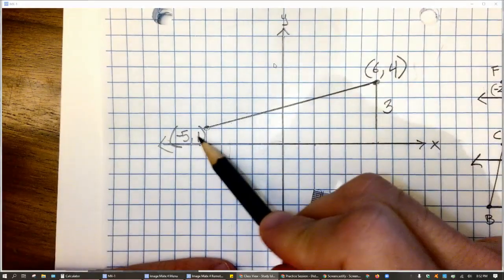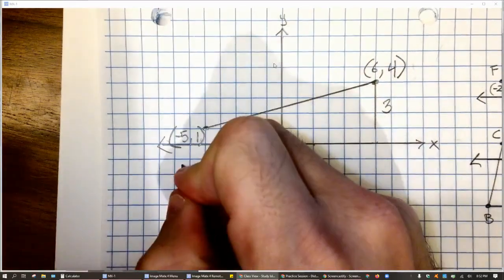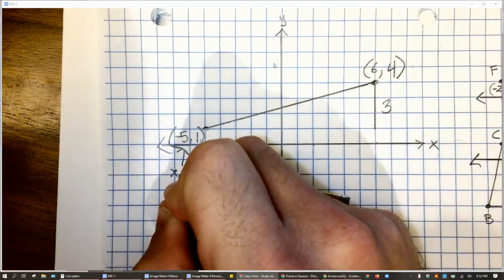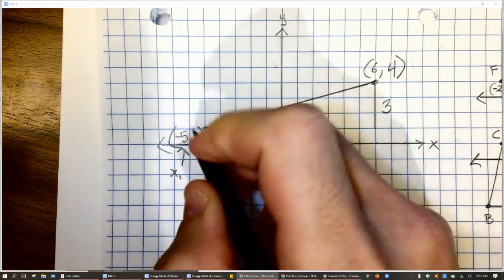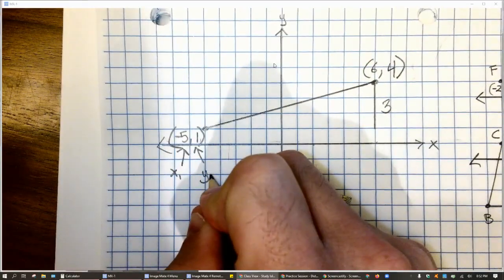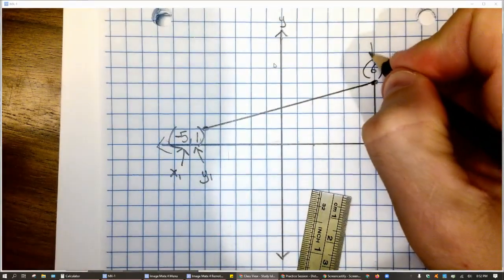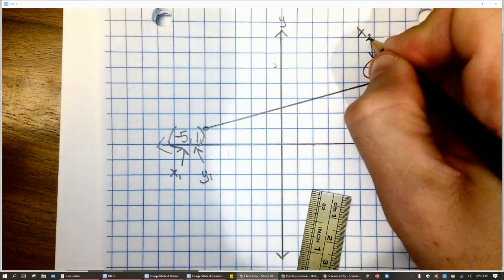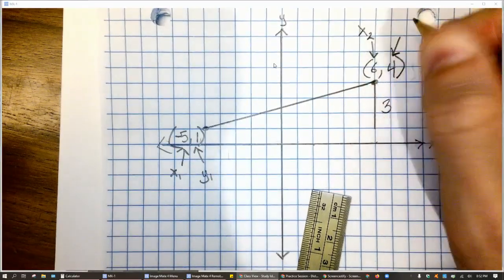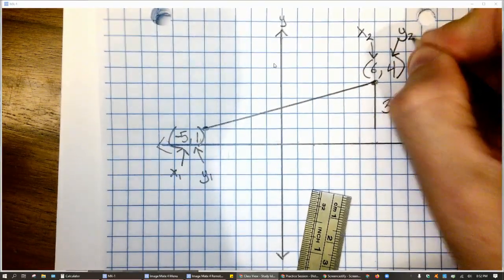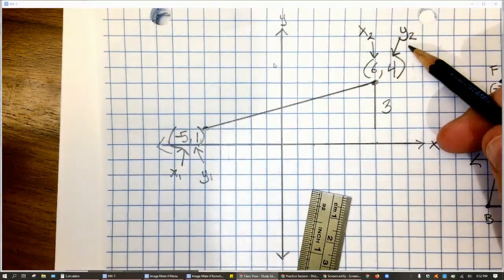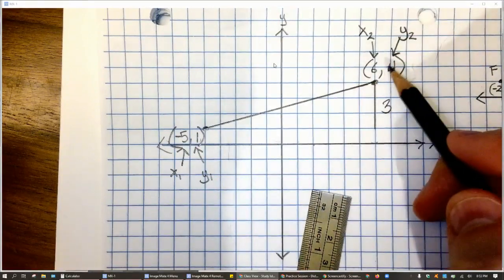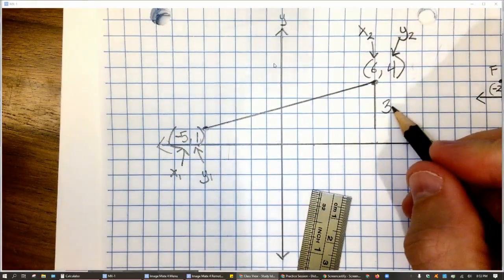So if I called this my first set of coordinates, then I would refer to -5 as my first x coordinate, or x1, and my 1 as my first y coordinate, or y1. Then I've got my second x coordinate, so x2. And then the 4 over here is my second y coordinate, so y2. So I took the second y coordinate, 4, and I subtract the first y coordinate, 1, and that turns into 4 minus 1, and I get 3.